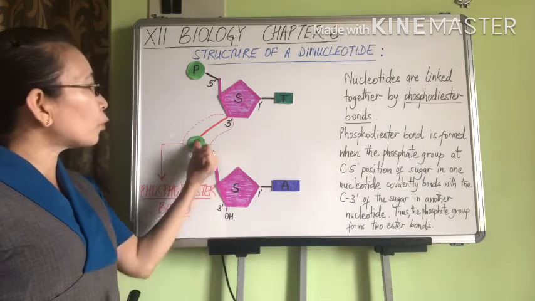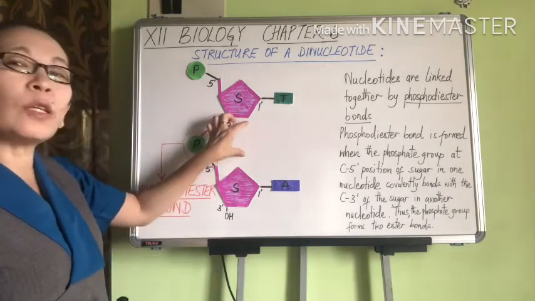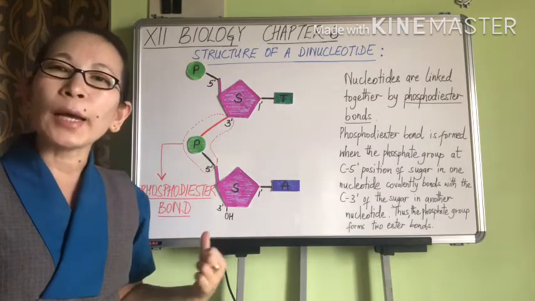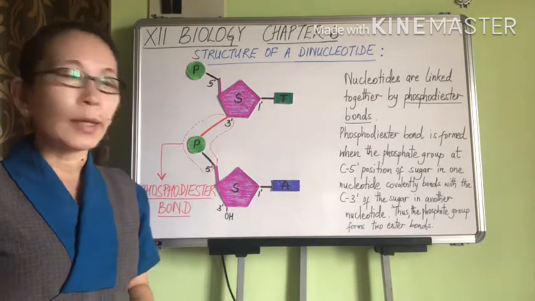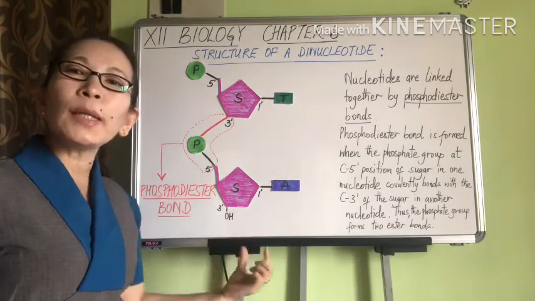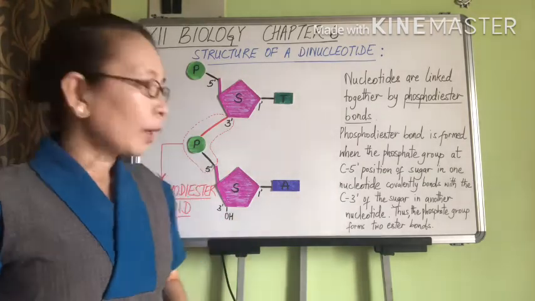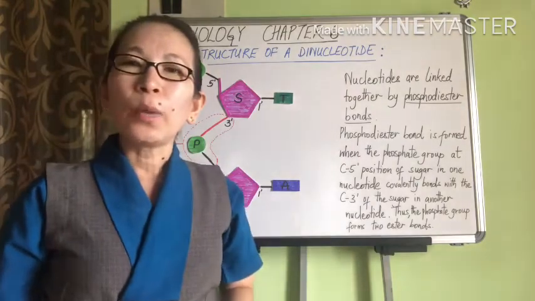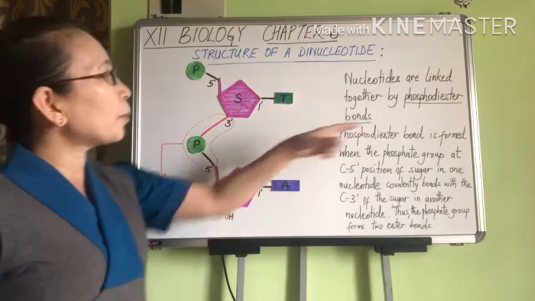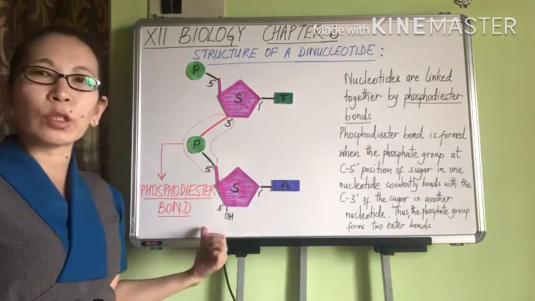Since the phosphate group forms two ester bonds between the nucleotides, such a bond is referred to as a phosphodiester bond. And in this way, you can add more nucleotides to build the DNA chain. In a human diploid cell, we have over 6 billion nucleotides linked together by phosphodiester bonds.